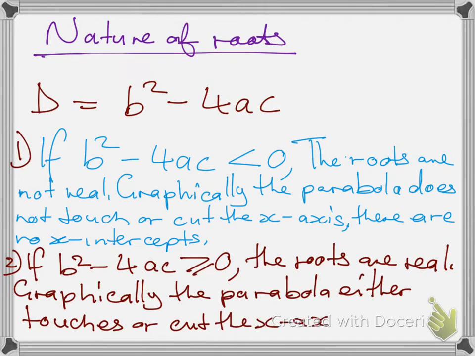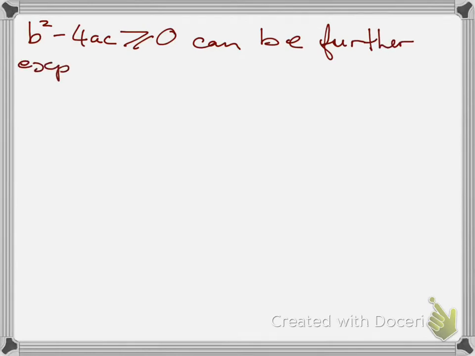We are going to break this down and explain it further. What we just know is the general rule that the roots are real, but we can be specific when we break this determinant down. If we are given the identity b squared minus 4ac is greater than or equal to 0, we can explain it further. We can start with b squared minus 4ac equals 0.